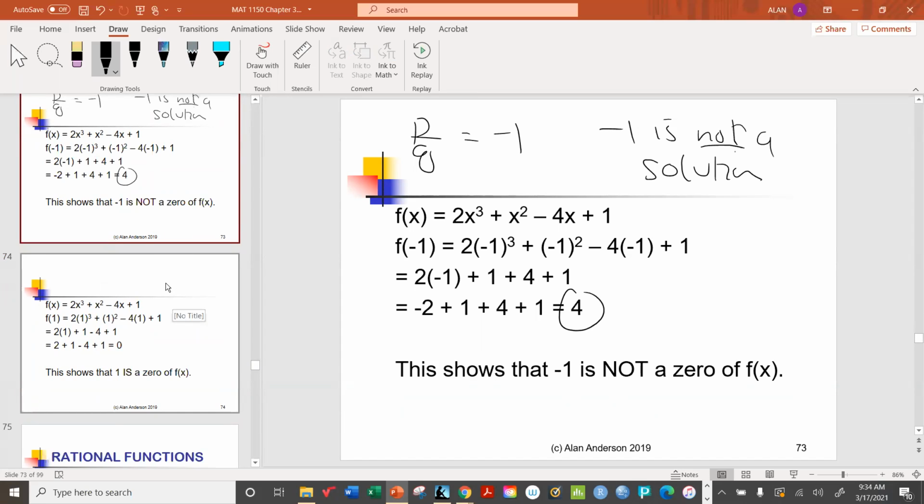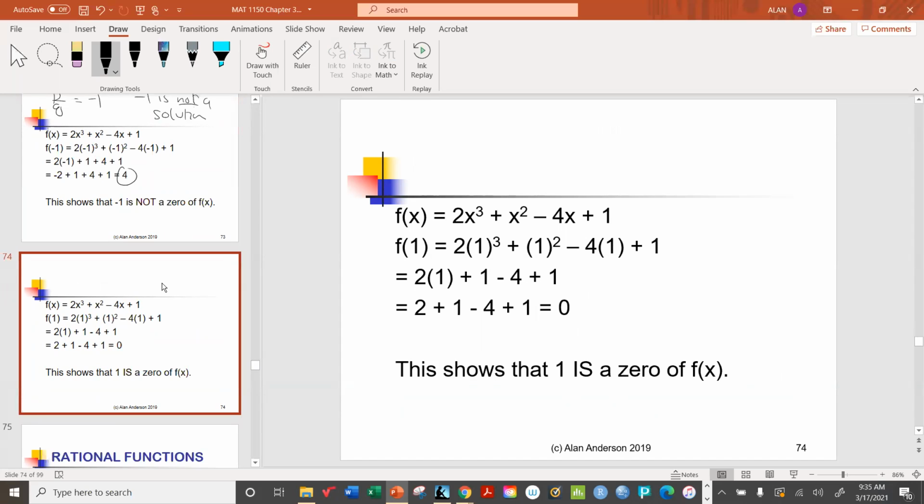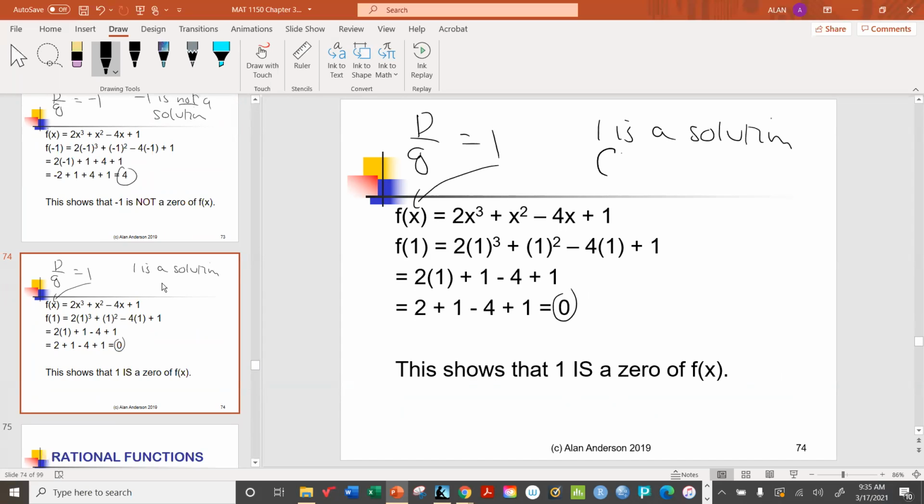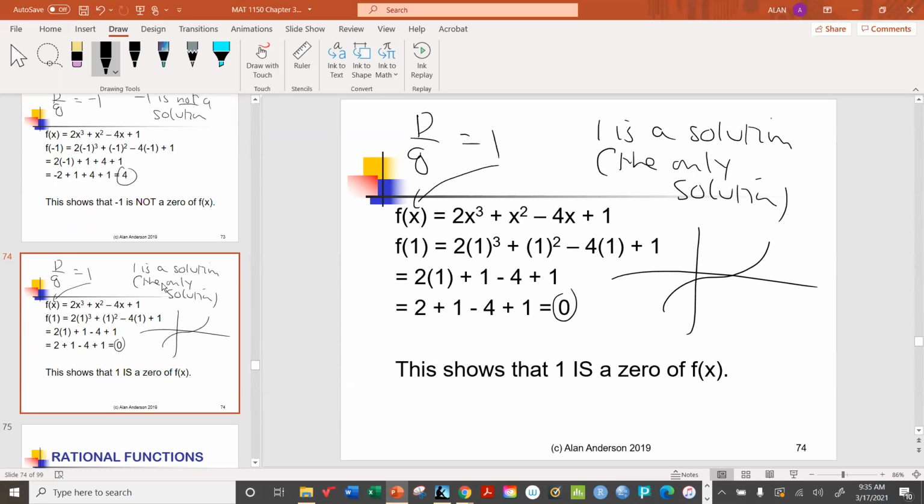All right, so let's try 1. And P over Q is 1. Oh yeah, here we go. When we plug in 1 for x, we do get a 0. So therefore 1 is not only a solution, it is the solution. All right, so whatever this function is, it only crosses at the axis once at that point. And that's our solution.